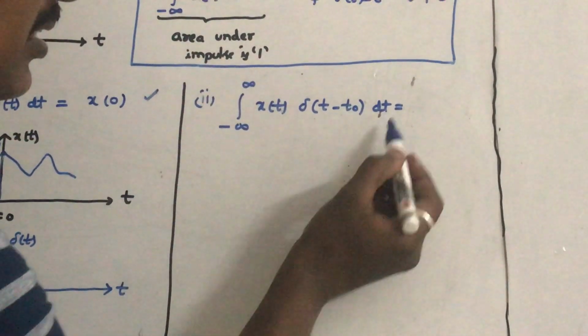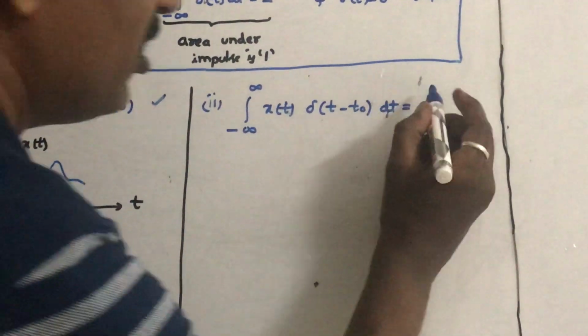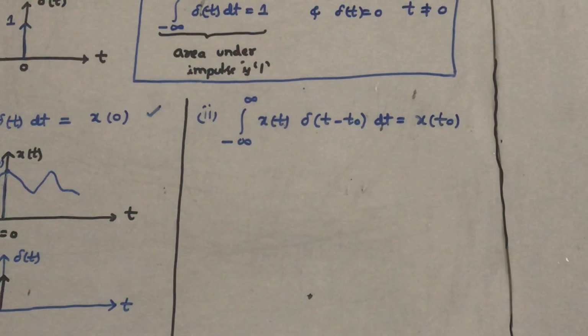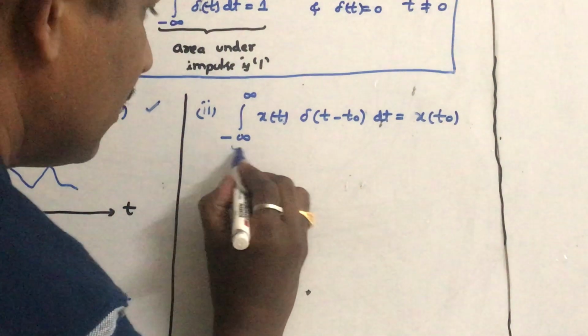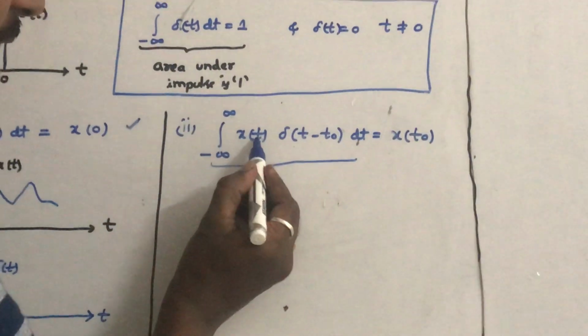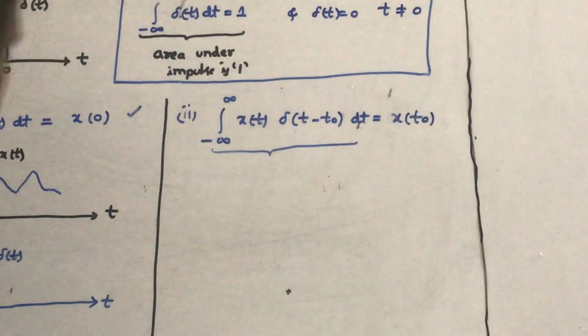The area under this function will be, just substitute t is equal to t0 in this function. So the answer will be x of t0. That means the area under this function will be simply the amplitude of the signal at t is equal to t0, which will be the answer. In a similar way, you can take any arbitrary signal.